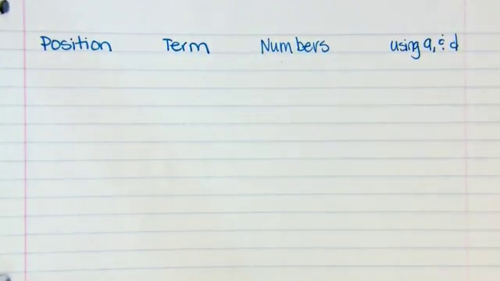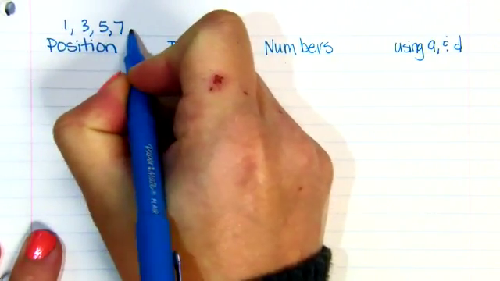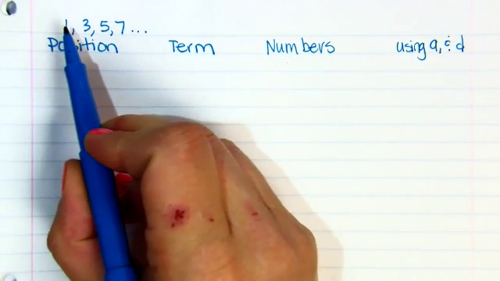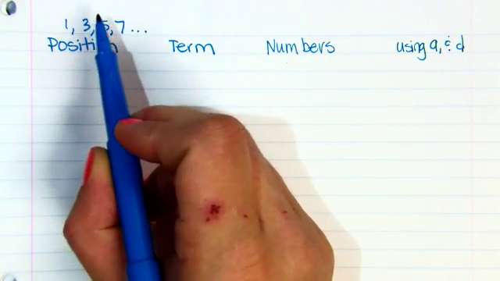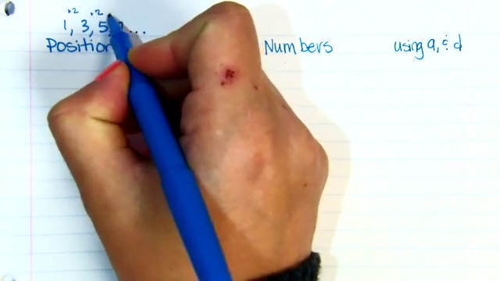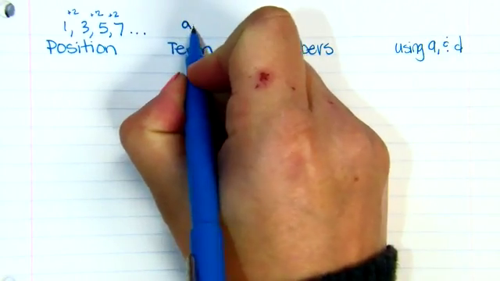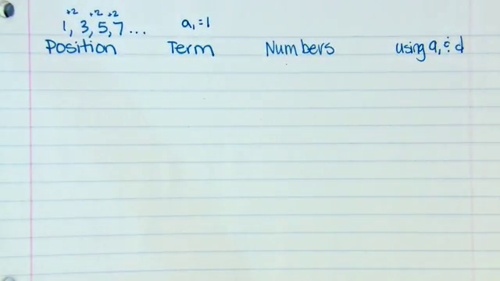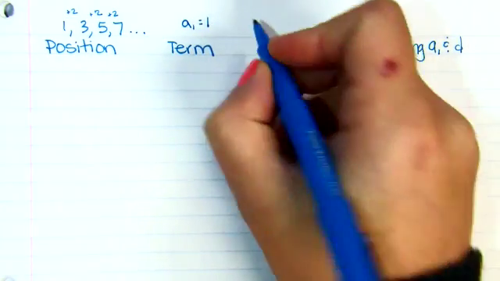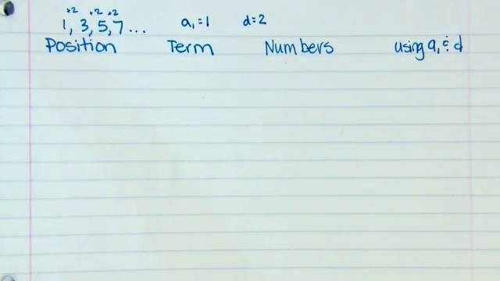So let's start with a sequence that goes like this: 1, 3, 5, 7. So these are just my odd numbers, but this is an arithmetic sequence where my first term is 1, and I'm adding 2 every time after that. So this is adding 2, adding 2, adding 2, etc. So my first term is 1. So a sub 1 means my first term, it's 1. And my common difference here is 2, because that's what I'm adding every time.